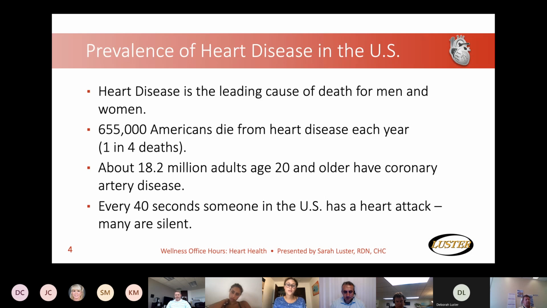And then every 40 seconds, someone in the United States has a heart attack. And the scary thing about this is that many of them are silent. Some people just feel discomfort, nothing more, but the damage has already been done. So they have silent heart attacks, which can be honestly sometimes even scarier than the ones when you actually go to the hospital and get treated for them.